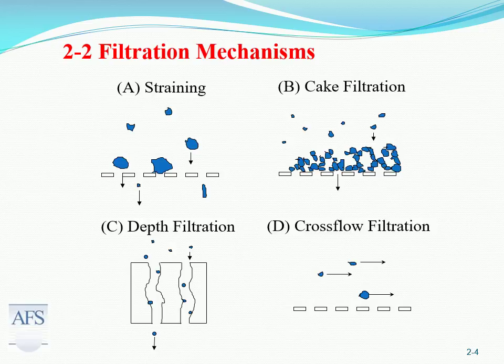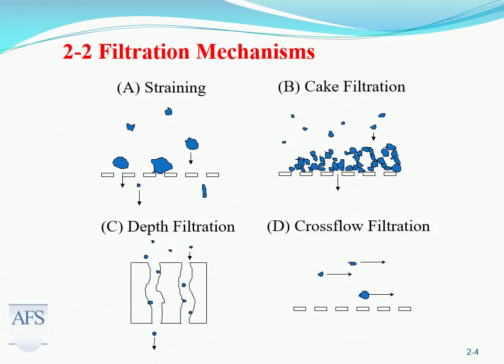When there are more particles in a slurry as shown in B, the particles retained by the screen will accumulate and form a particle bed called a filter cake. This is a cake filtration process. The filter cake still allows liquid to pass through but catches small particles. It even catches small particles which can pass through the screen. The filter cake becomes the actual filter medium, and a cake filtration process can catch particles much smaller than the screen opening if the particle concentration is high enough.